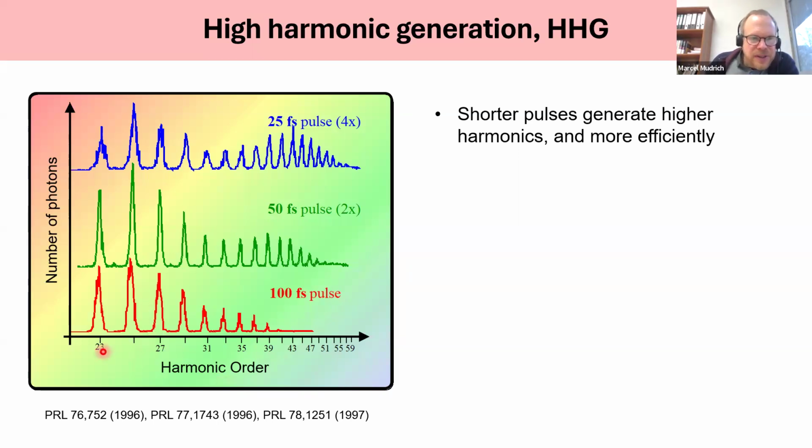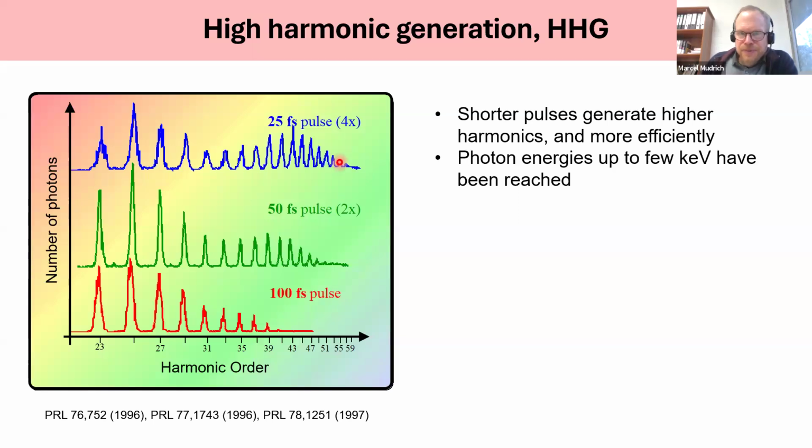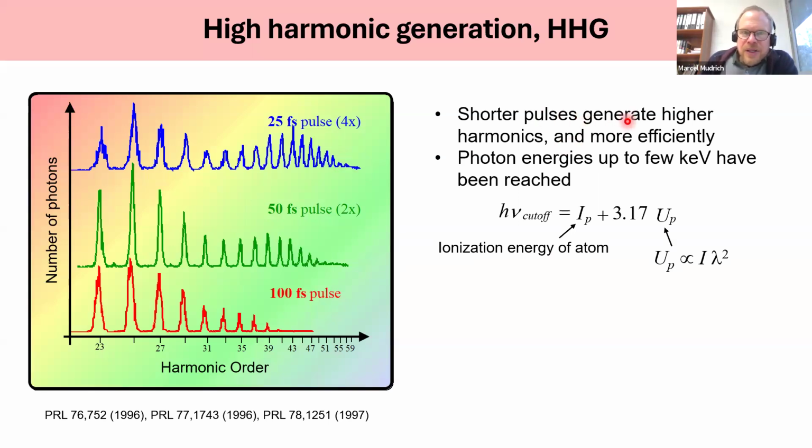In this case, you can see that the maximum is around the 25th harmonic, but for these very short and intense pulses, even up to harmonic order 55 or even 60, we get radiation produced. So shorter pulses usually are much more efficient in producing high order radiation.